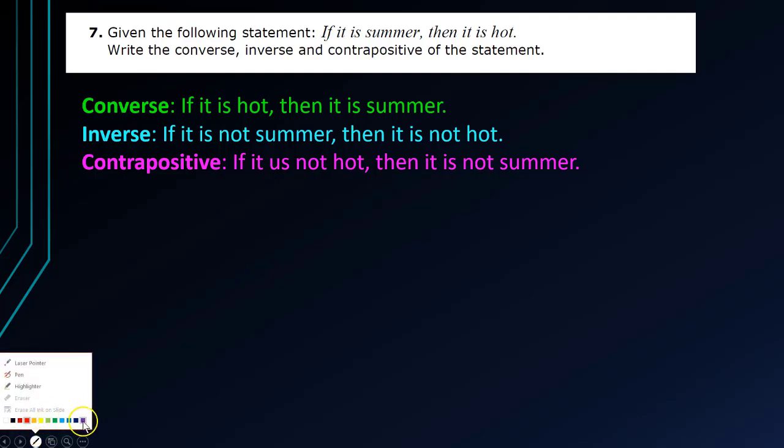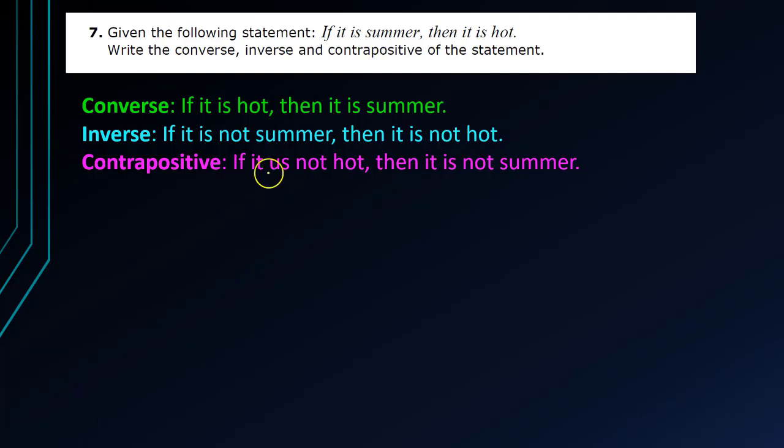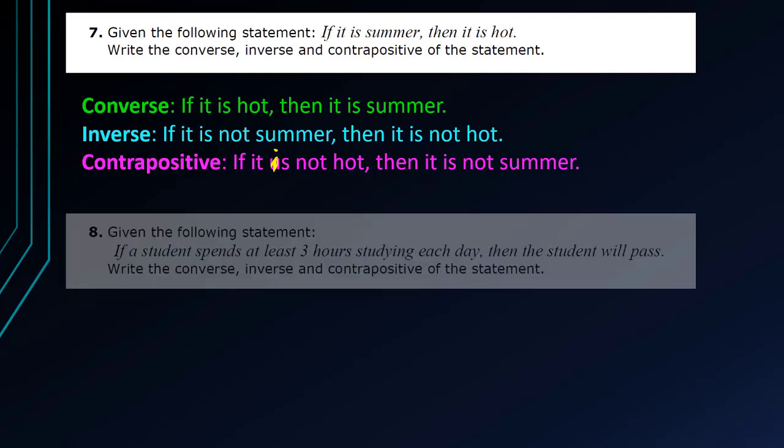So the contrapositive is if it is not hot, then it is not summer. And I have a little typo there. I'm not going to redo the whole thing because of it. I should say if it is not hot. That doesn't make any sense. Typo. I'm a math teacher. What do you expect?